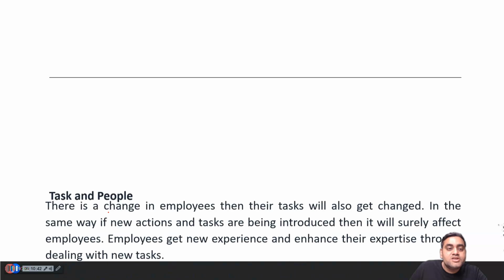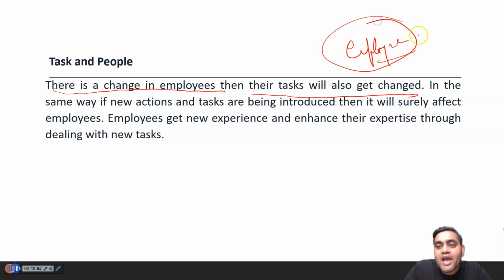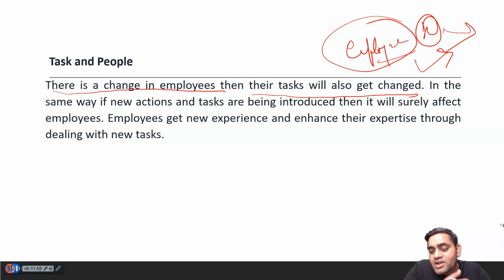Let's talk about its relationship with people. We need to understand one thing: if there is a change in employee, then their task will also change. Why? Because we know that every employee has their own skill set. So if employee X was doing something, it is not possible for the next employee to do the same thing, or do it in the same way or in the same efficient manner. In the same way, if new actions and tasks are being introduced, it will surely affect employees.